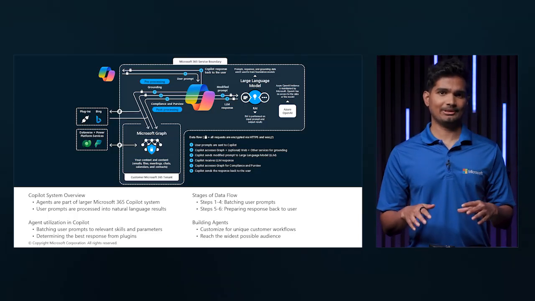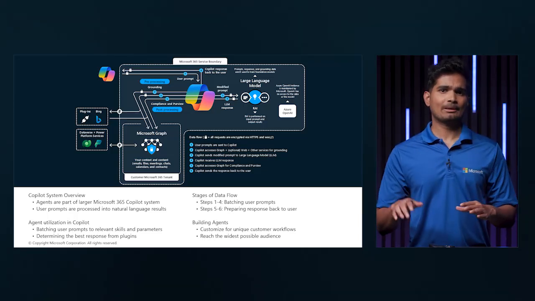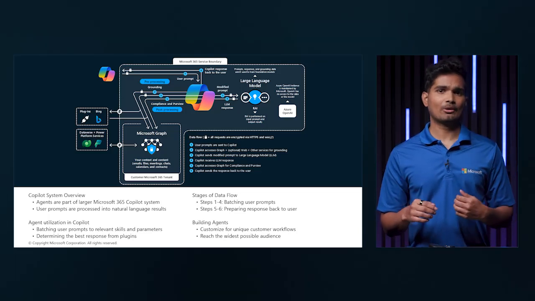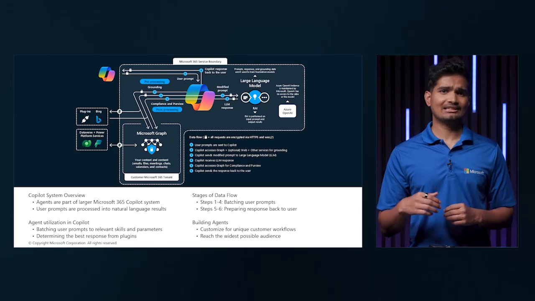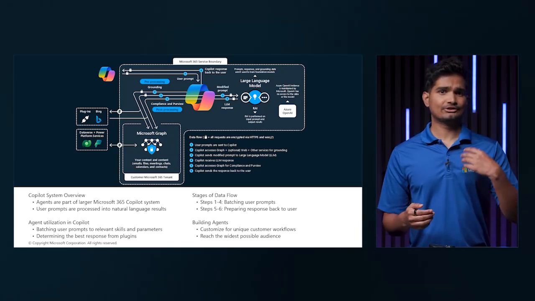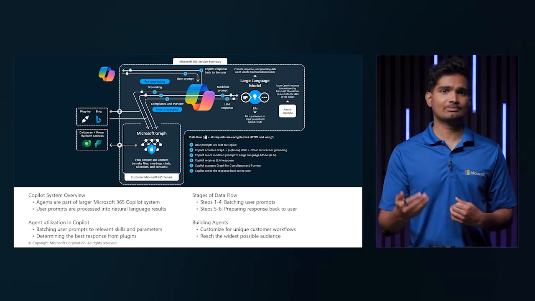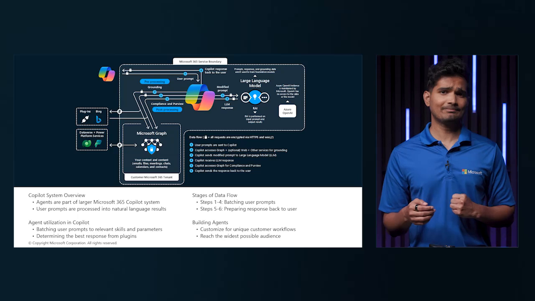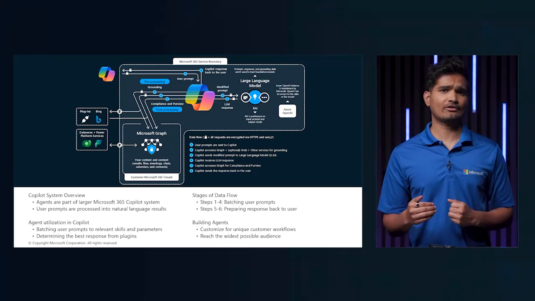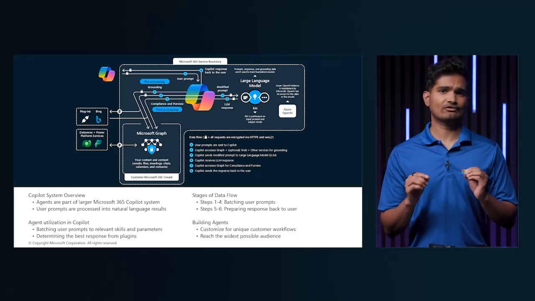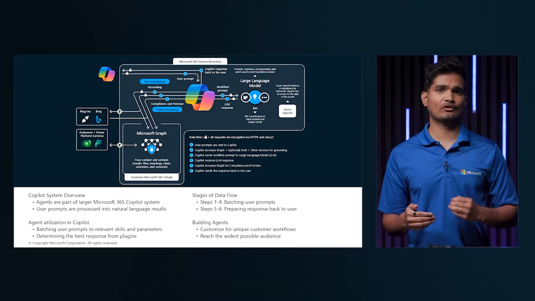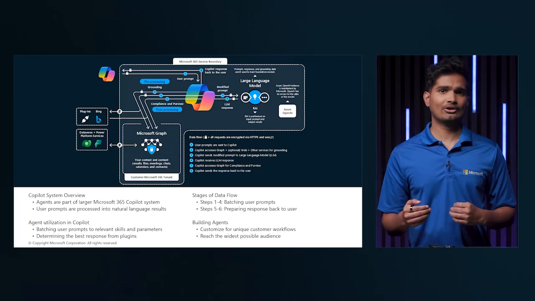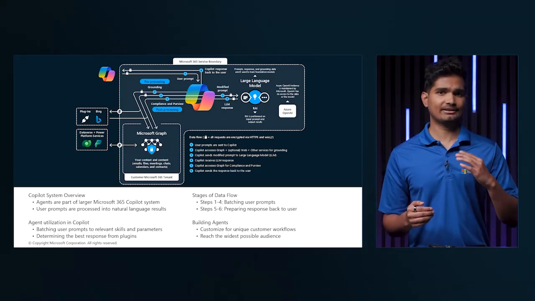Let's get into the details a bit more. Copilot agents, plugins, and connectors are part of M365. User prompts are processed into natural language results. Data is used in matching prompts and determining responses. Building Copilot agents enhances discoverability and integrates with Microsoft 365 for a wider audience reach. The agents, plugins, and connectors you build for Copilot are part of the larger Microsoft 365 Copilot system.